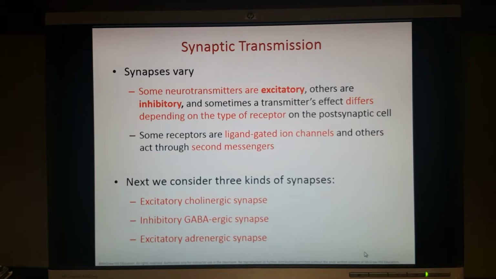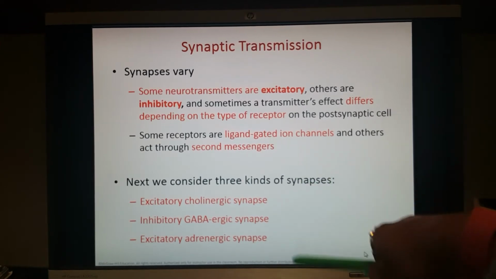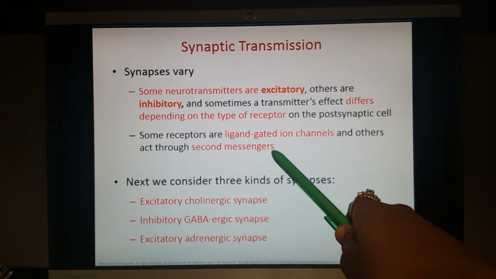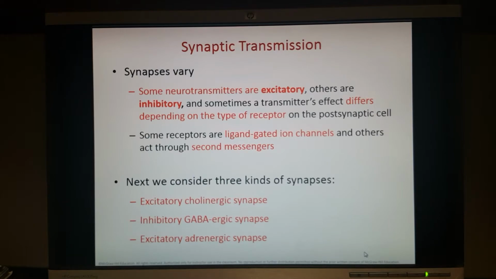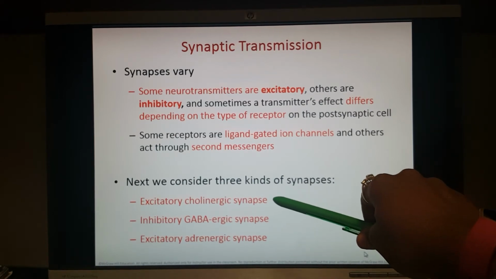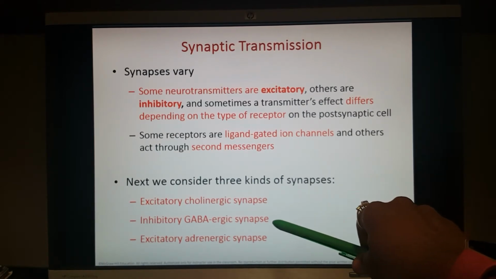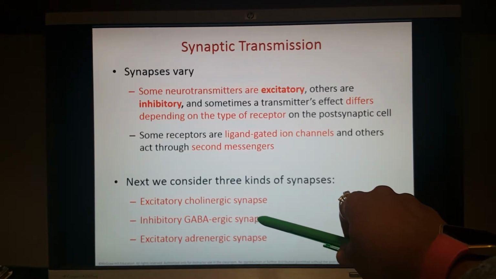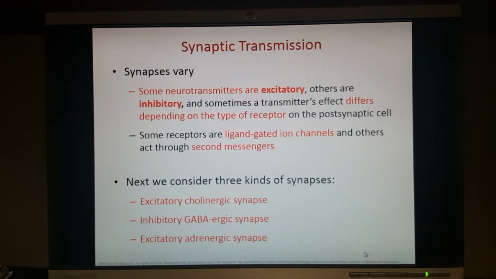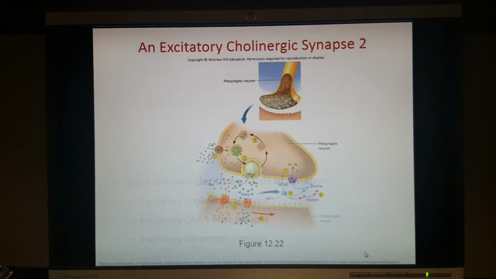So your neurotransmitter is your ligand. It will bind to the receptor, which works as a gated ion channel, or it can also work through second messengers. So there's three different types of synapse that we'll talk about. We have two excitatory and one inhibitory. We have the excitatory cholinergic synapse, the inhibitory GABAergic synapse, and your excitatory adrenergic synapse.